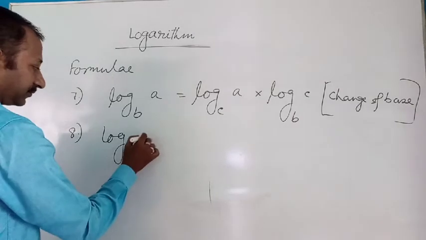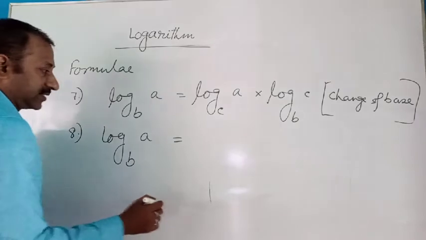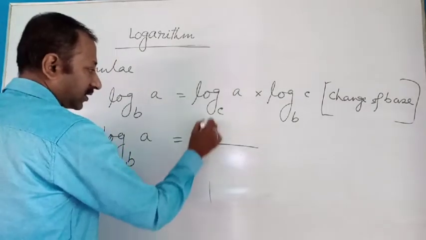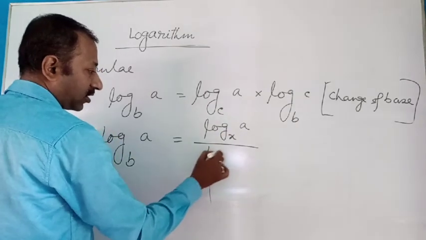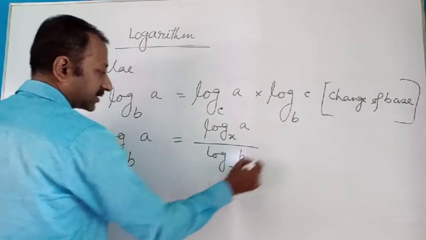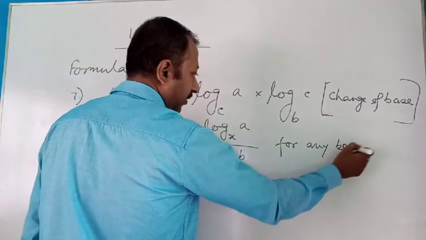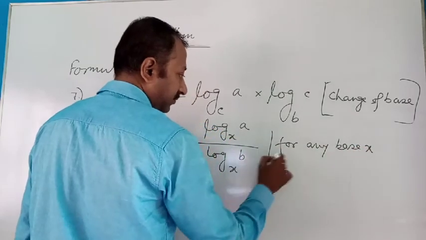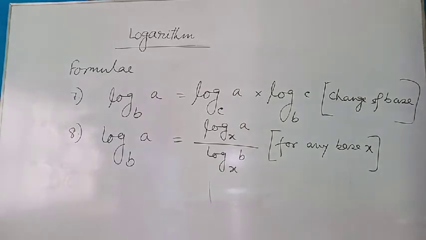Log of a base b, this one you can also write like this: log of a base x by log b base x, for any base x. Any means what? The base of the logarithm cannot be 1. The base cannot be negative. Apart from 1 and negative numbers, you can choose any base. Okay.